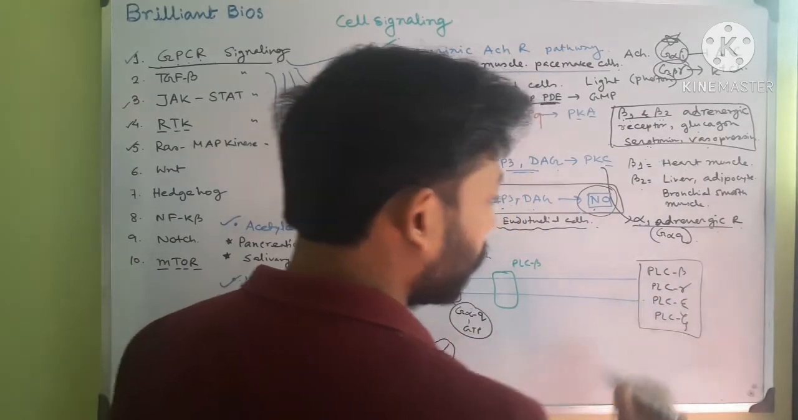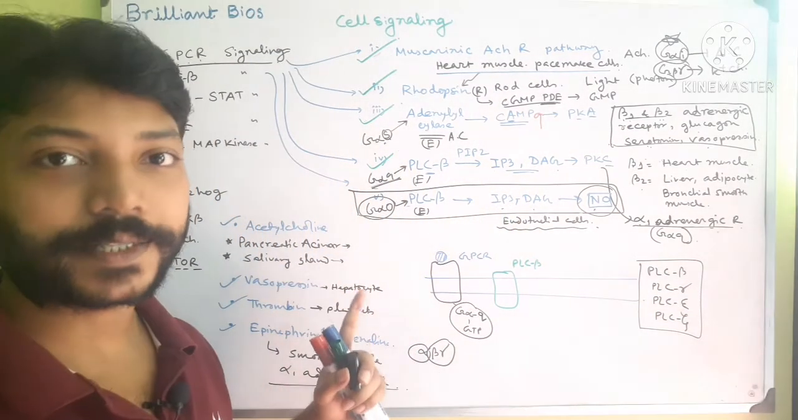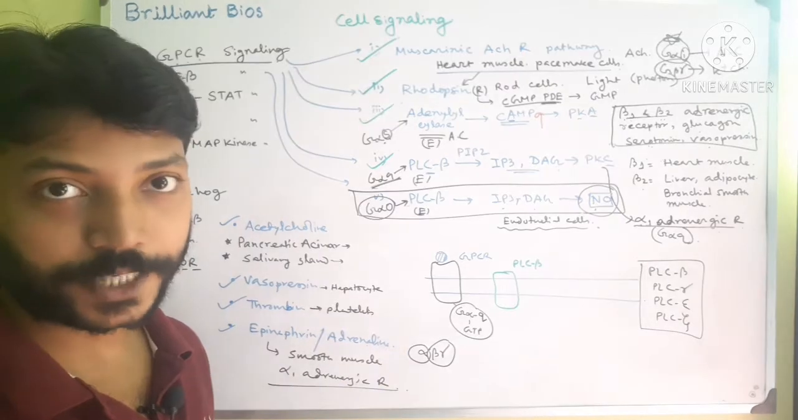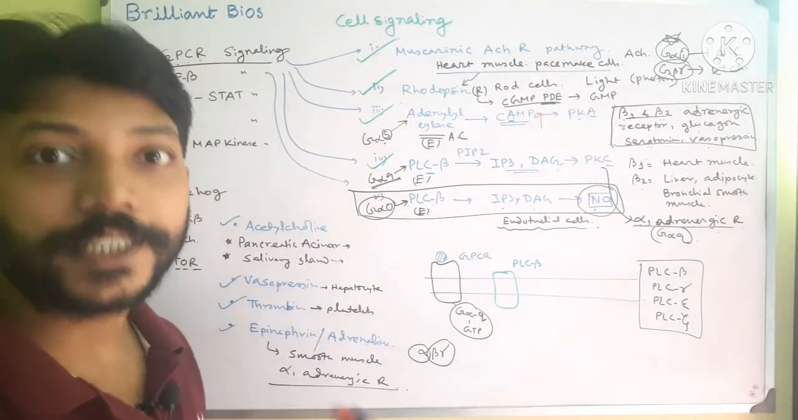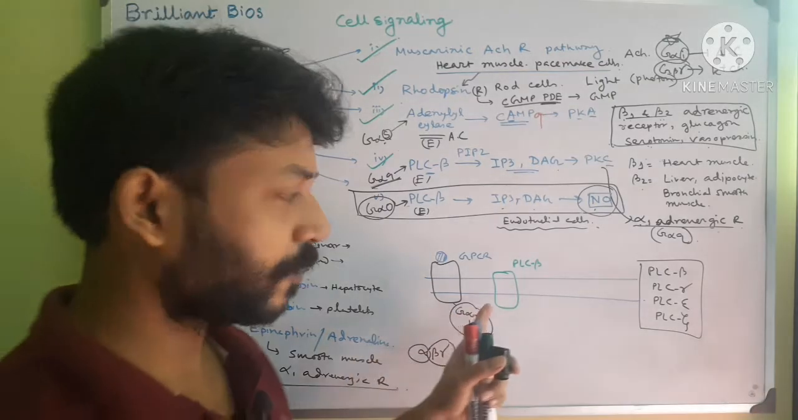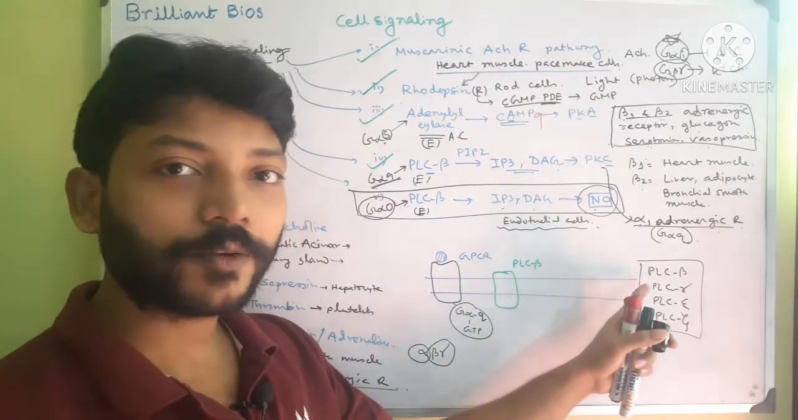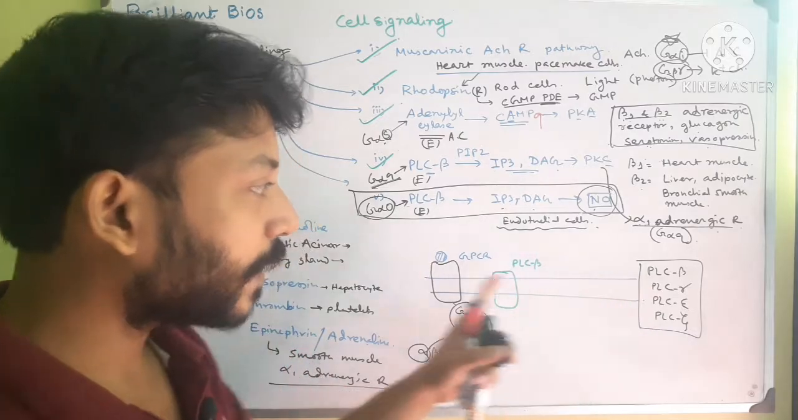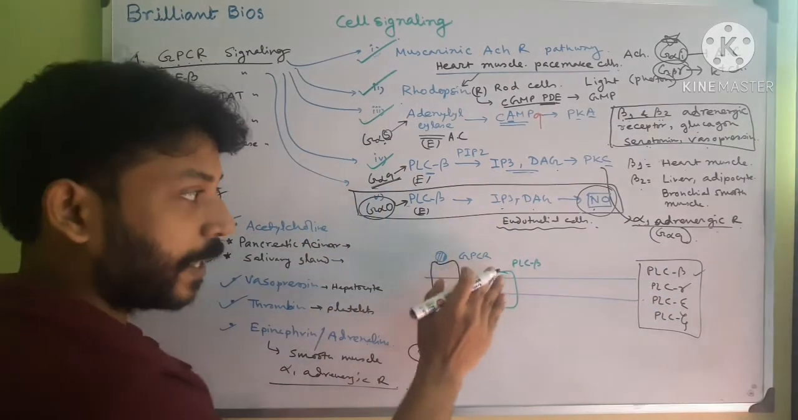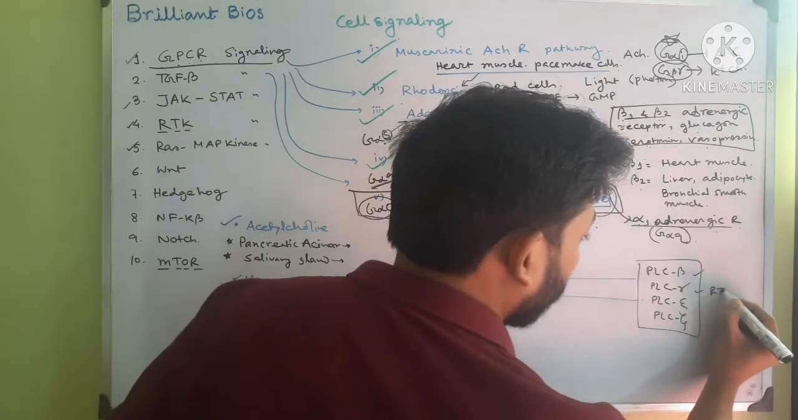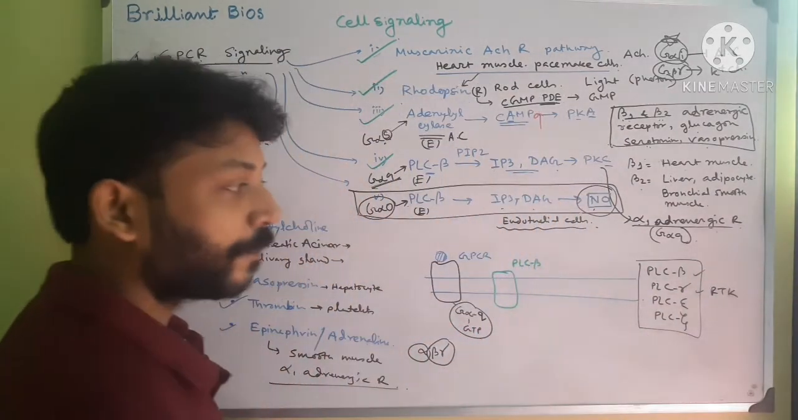of these four PLCs. In my plasma membrane class, I have mentioned there are different types of phospholipase present, PLA1, PLA2, PLC and PLD. But in this class, we are going to learn only about PLC, phospholipase C. So in this case, the G protein coupled receptor activates PLC beta. The RTK pathway, receptor tyrosine kinase pathway, activates PLC gamma.